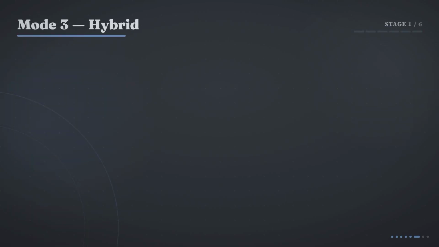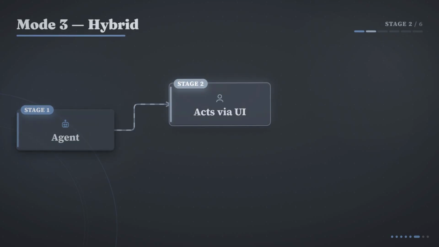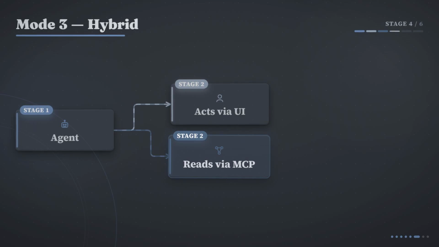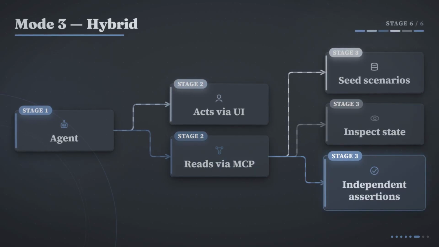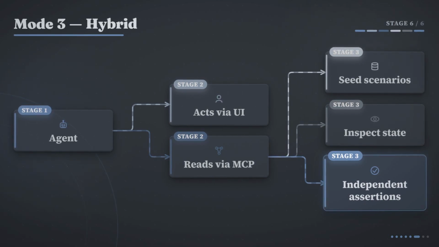Mode 3 is the hybrid diagnostic. The agent acts through the UI, but reads through MCP, seeding known scenarios, inspecting state, running independent assertions. Faster diagnosis without letting it bypass the interface under test.